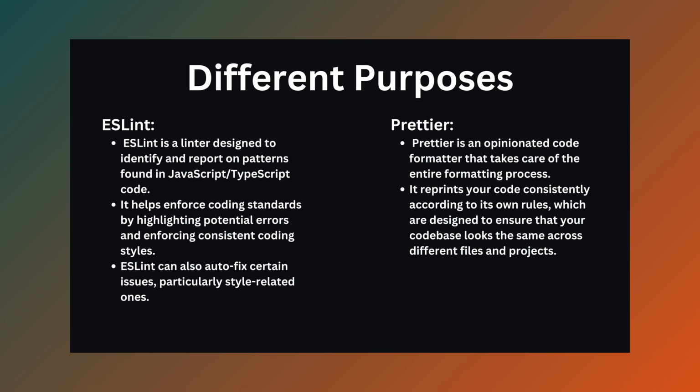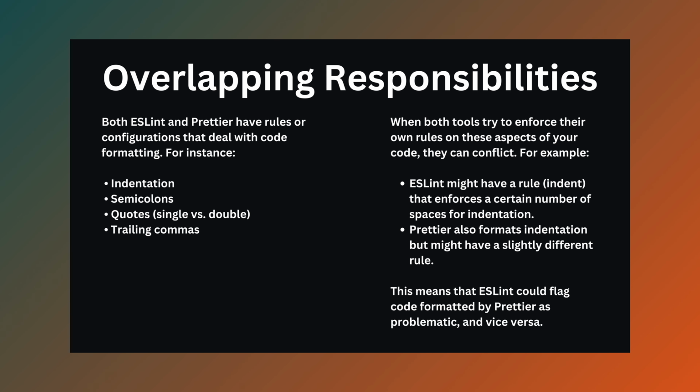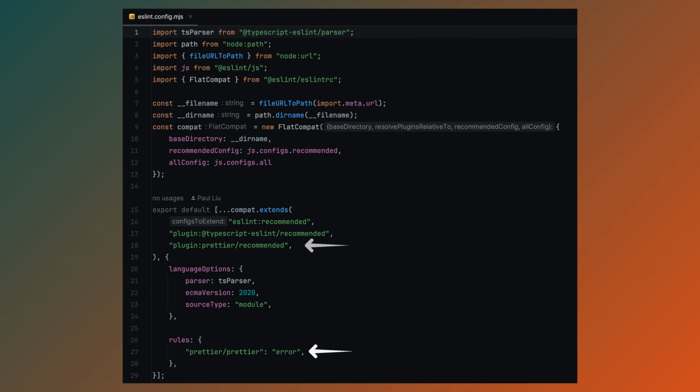ESLint and Prettier can conflict with each other, as although they both serve different purposes, they sometimes overlap in the responsibilities they handle. We need to amend the ESLint config file so it can run Prettier as an ESLint rule, and also disable any ESLint rules that may conflict with Prettier. To do so, add these 2 lines to the eslint.config.mjs file.